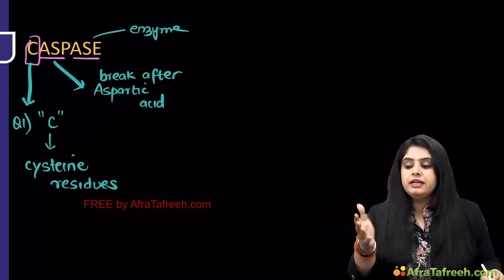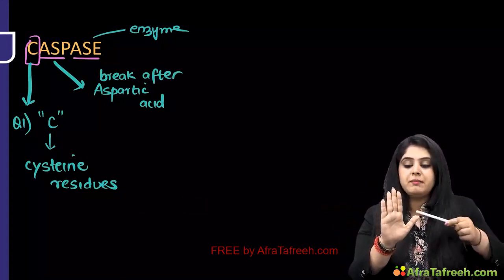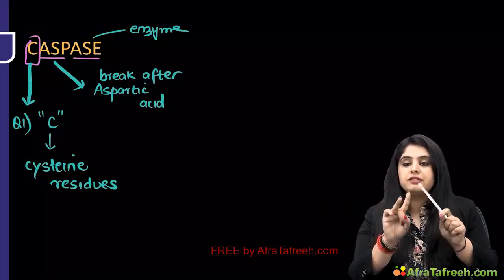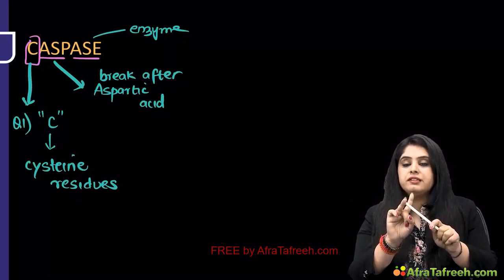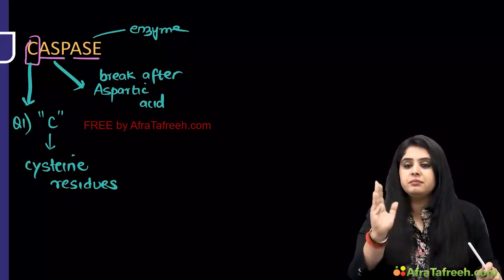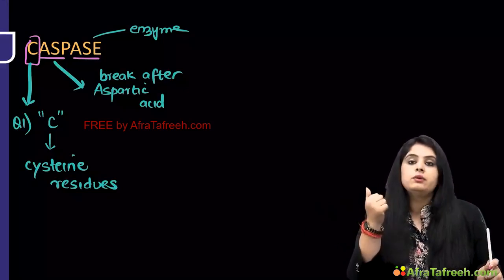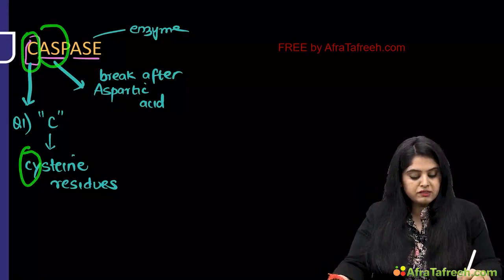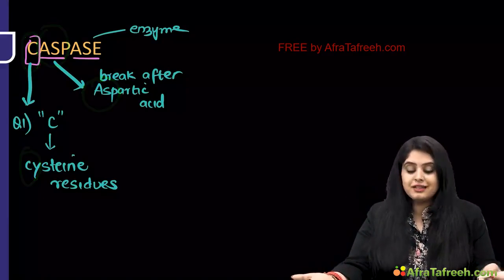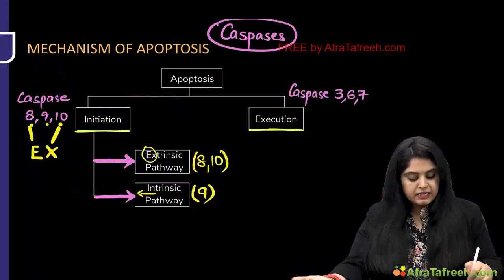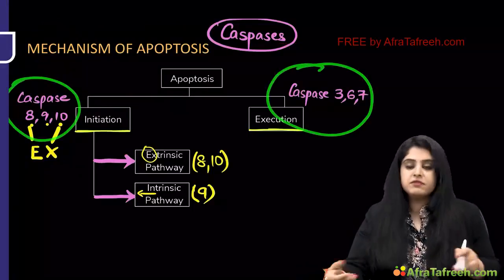So for example, if this hand of mine is a tissue, you say, ma'am, I see aspartic acid on this finger, I will break it here. Then I see aspartic acid on this finger, I will break it here. So wherever it will see aspartic acid, break, break, break. That is how it works. So remember, question 1, C for cysteine residues, ASP for it breaks after aspartic acid, and ASE means it's an enzyme. So caspase 8, 9 and 10 for initiation, 3, 6 and 7 for execution.